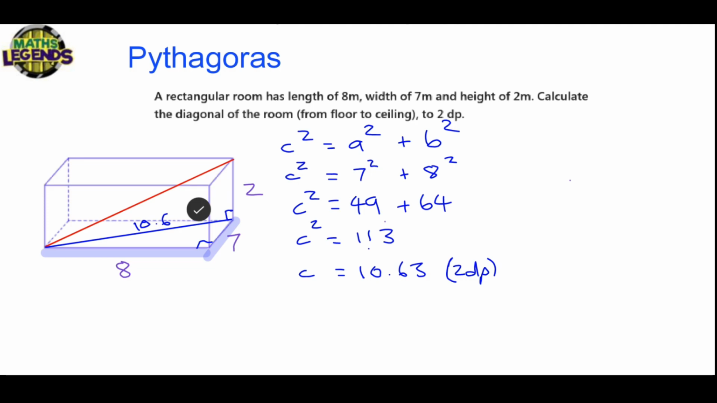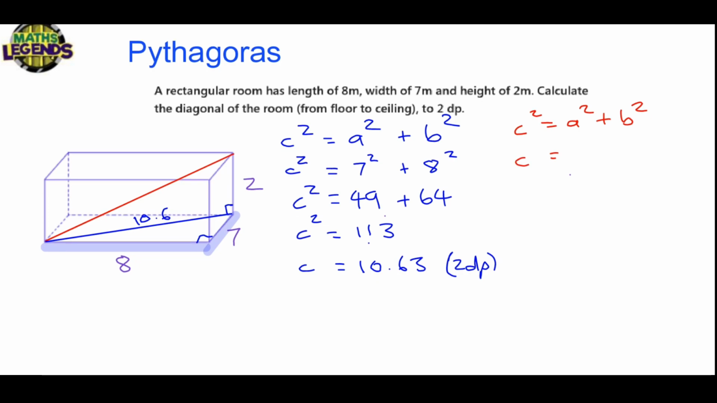However, when we calculate the red line using this new information, we need to use the full number in the calculator, so the complete number. So again, we're going to use Pythagoras theorem again. So let's say c squared is equal to a squared plus b squared. And c stays as c, as we don't know that, it's the red line. A squared, which is 10.6 squared plus 2 squared.